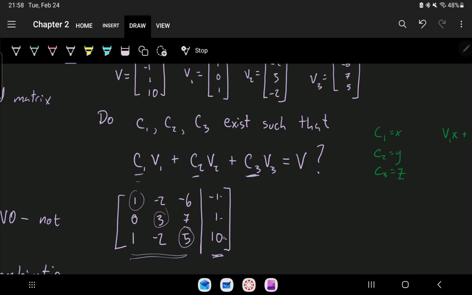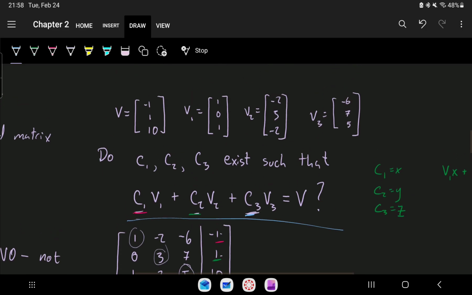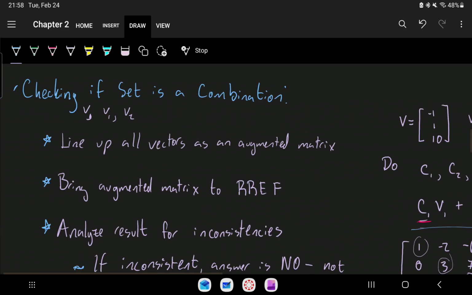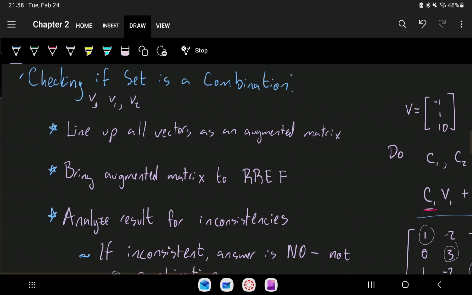In that case, whatever these numbers are going to be, this top one is going to correspond with C1, this middle one is going to correspond to C2, and this last one is going to correspond to C3, and those are the scalars that will make this work, right? That was very wordy, I know, but I hope putting it that way helps you see this a little easier. This was definitely a concept that took me a minute to get stuck in my brain.